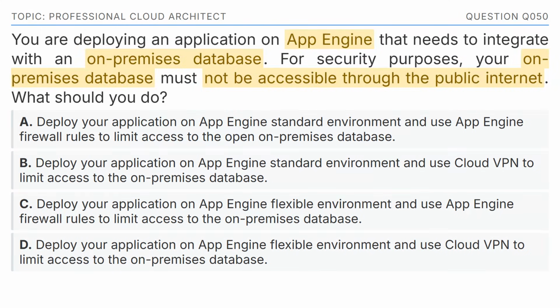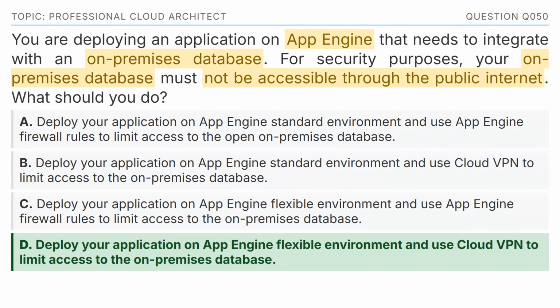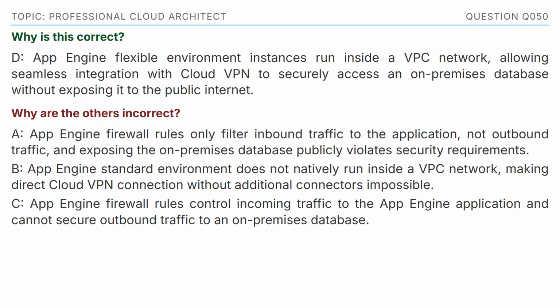To arrive at the correct answer, we focus on the keywords: App Engine, on-premises database, not be accessible through the public internet. The correct answer is option D. Deploy your application on App Engine flexible environment and use Cloud VPN to limit access to the on-premises database. Why is this correct? D.